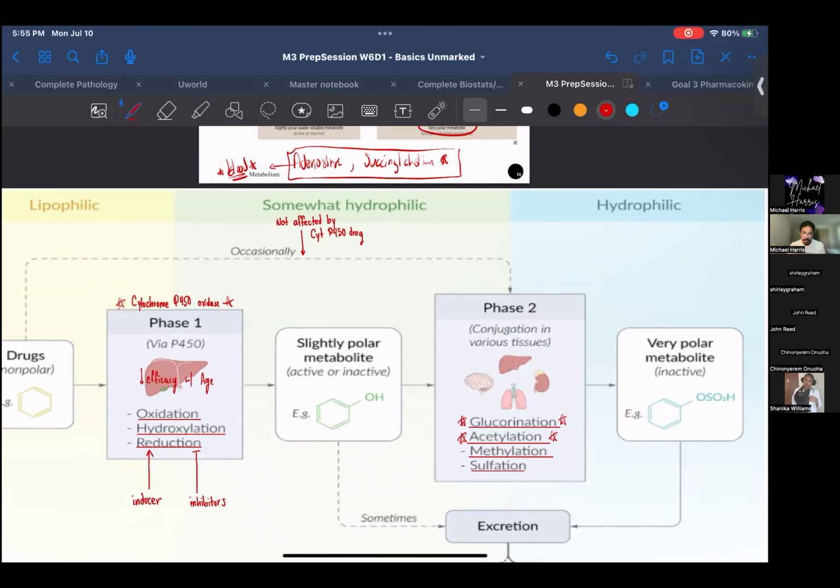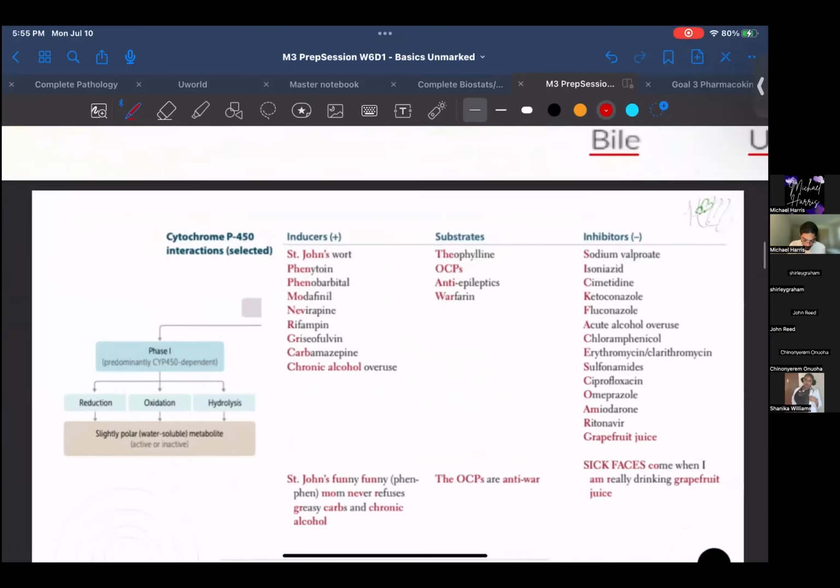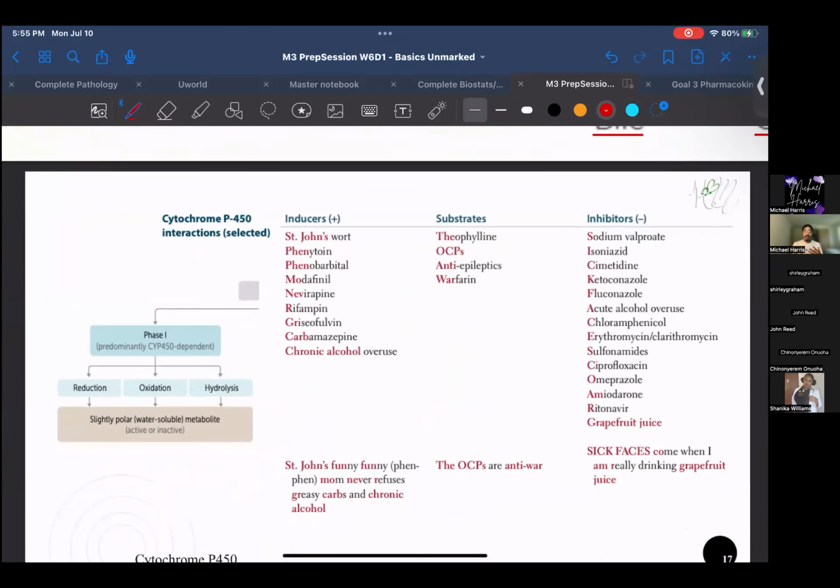Okay, so let's talk about it. Phase 1, these are your inducers, your inhibitors. You have to remember these guys. You're going to constantly run across these. It never changes. If you ever see one of these drugs pop up on a pharmacy list, and then you see side effects from a drug, more than likely it's because you inhibited or induced cytochrome P450.